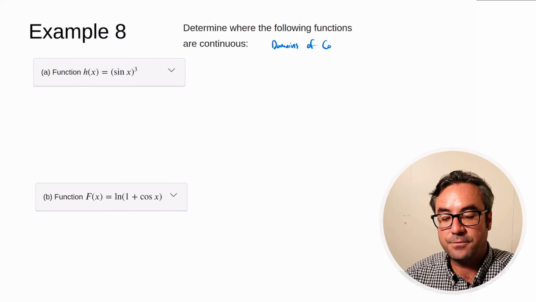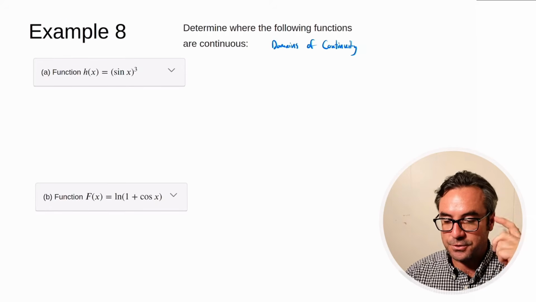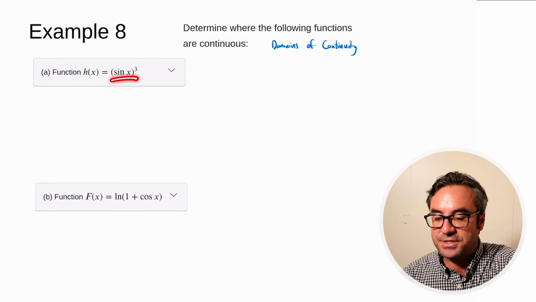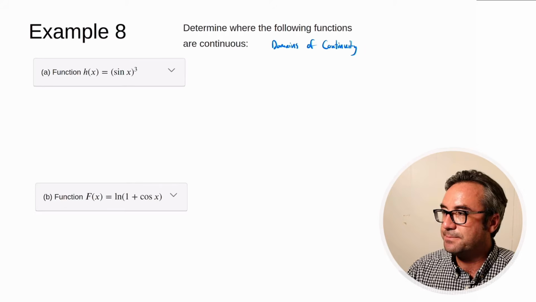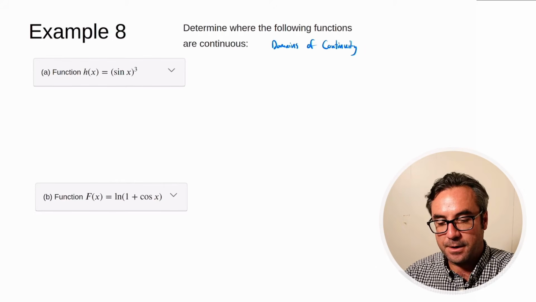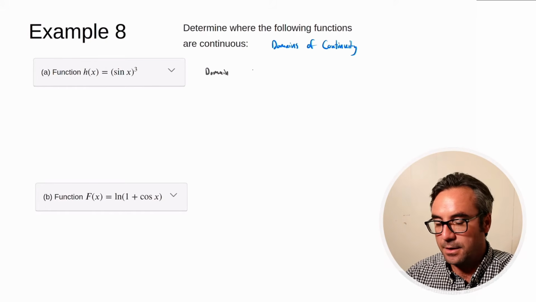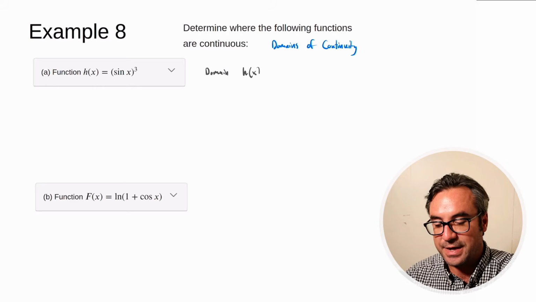So we want to figure out for each of these the domain of continuity. All right, so let's start with the first one. We want to figure out where this function, sine of x cubed, what its domain is. So we want to get the domain of this function h of x.